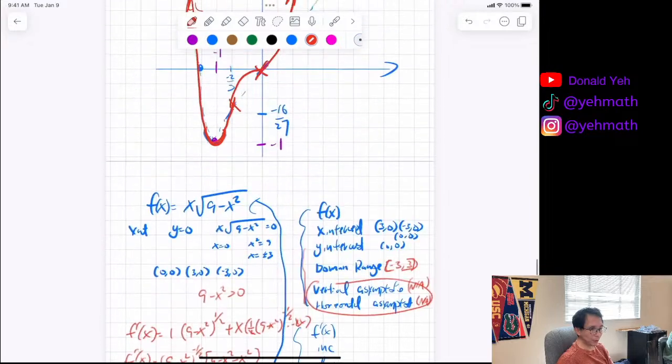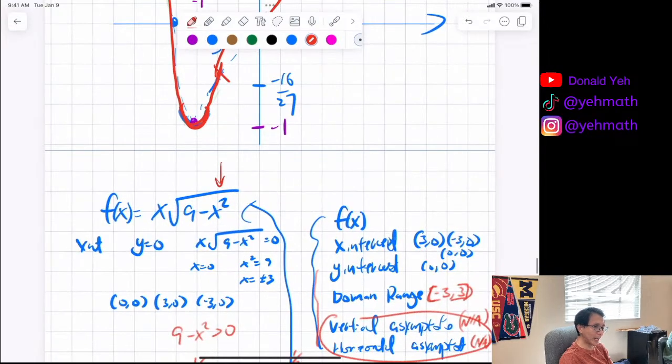Because of the domain of the original function, you cannot plug in anything that's greater than 3. Because if you plug in 4, it's going to be the square root of a negative number. A square root of a negative number is not able to be graphed. Very good question.